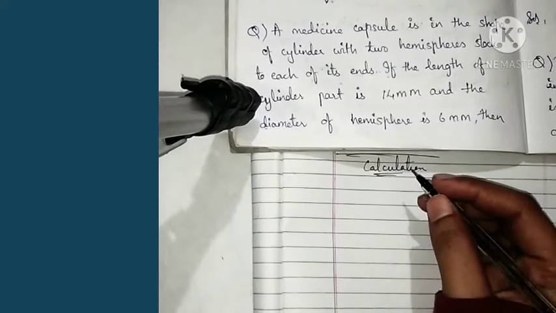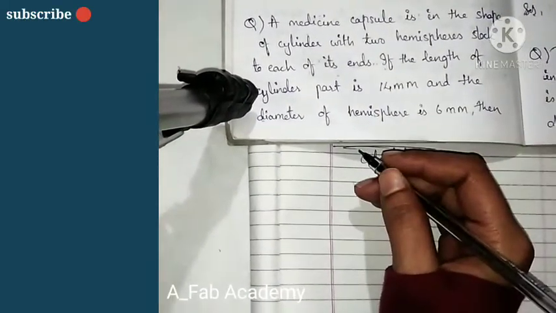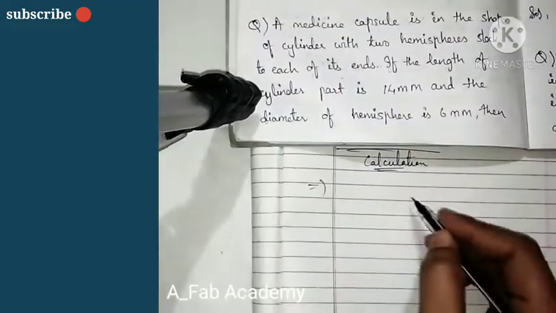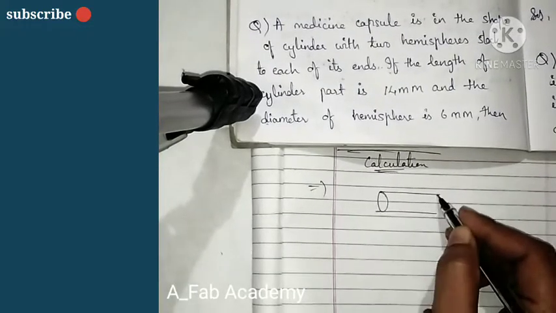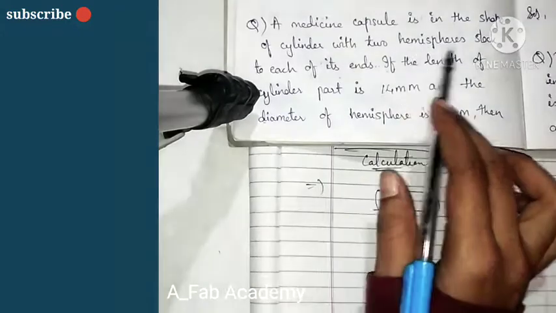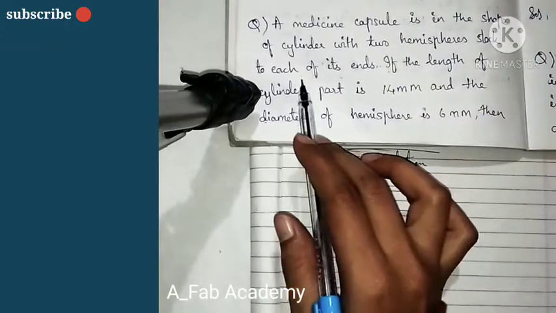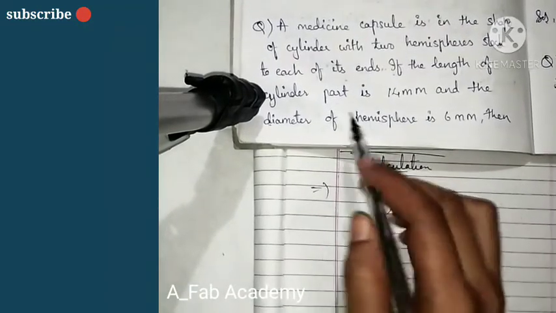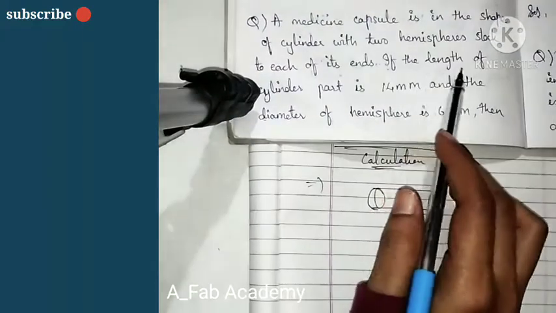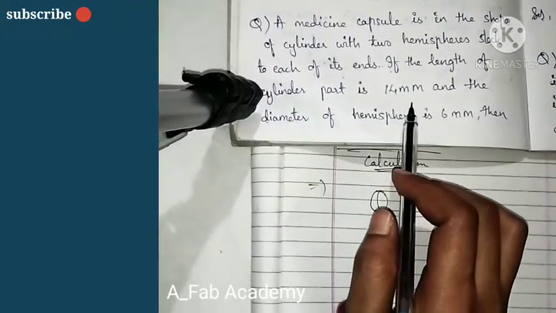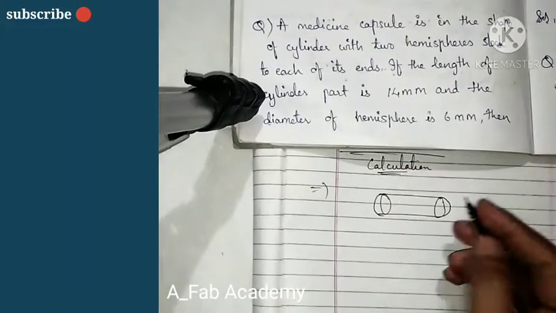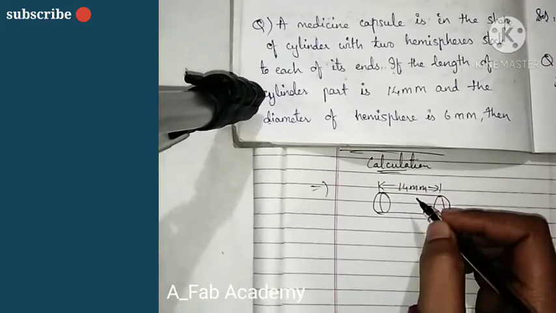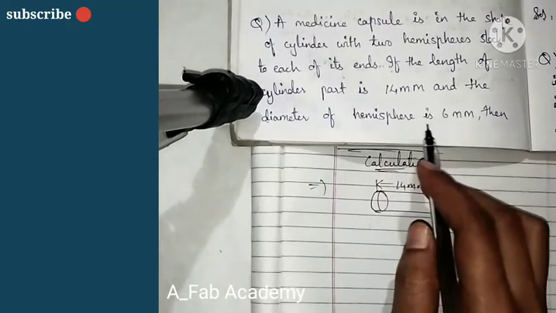Our today's chapter is mensuration and the question is: a medicine capsule is in the shape of a cylinder, like this, with two hemispheres stuck to each of its ends. If the length of the cylinder part is 14 millimeter, and the diameter of the hemisphere is 6 millimeter.